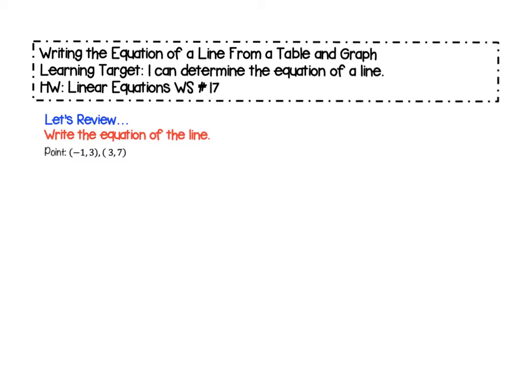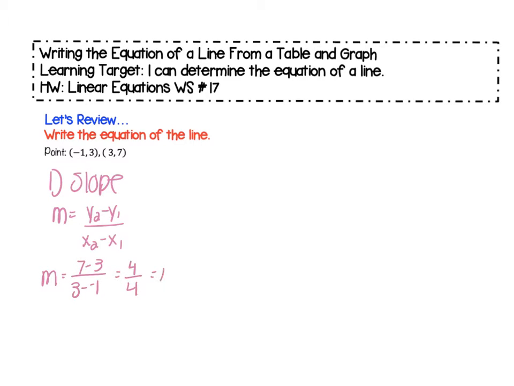All right, so hopefully you recall from a couple lessons ago that when we do this, we have 2 things. The first thing we need to do is find our slope. And recall, in order to do that, we are going to use our slope formula, which is y2 minus y1 over x2 minus x1. So on this ordered pair, my slope, I would do 7 minus 3 over 3 minus -1. 7 minus 3 is 4. 3 minus -1 is also 4. So I find my slope to be 1.